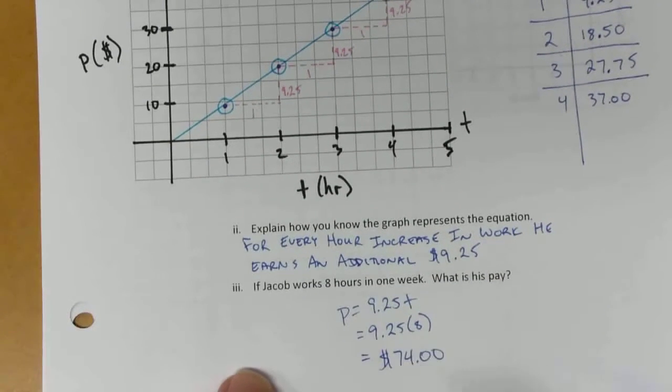So if he works 8 hours, he gets paid $74. So that's the solution to part D.